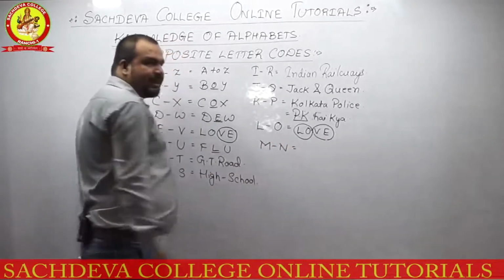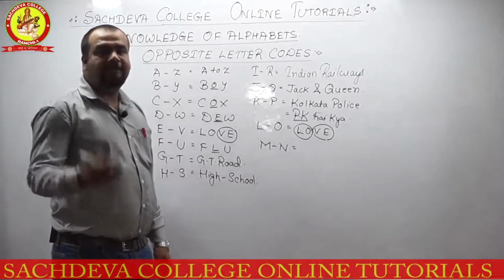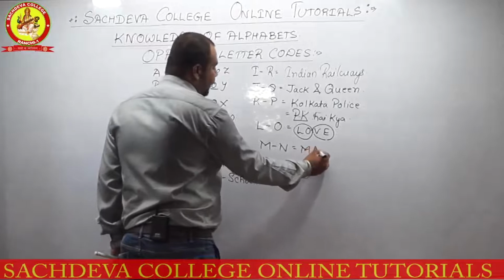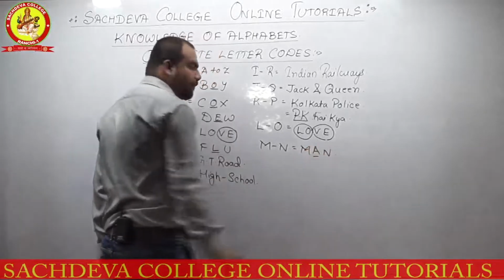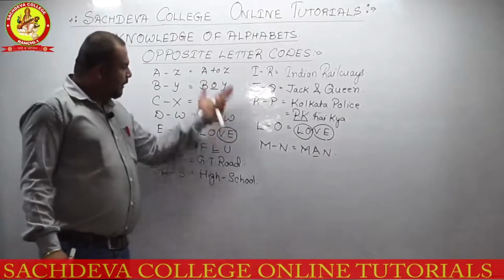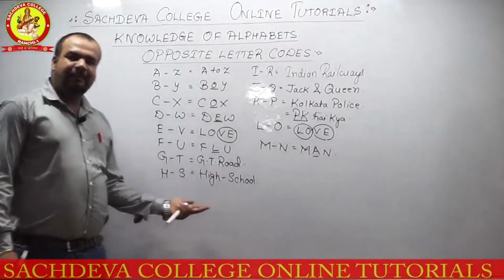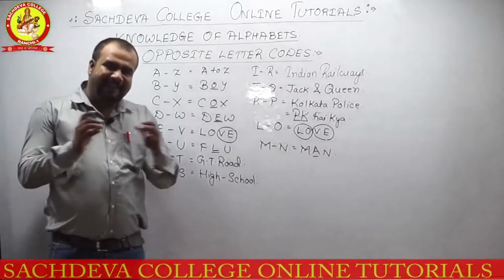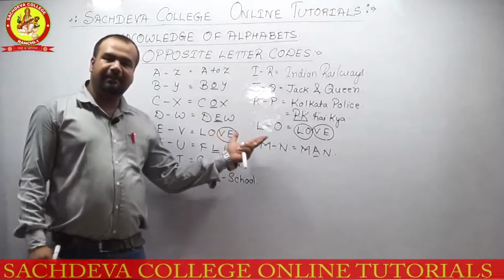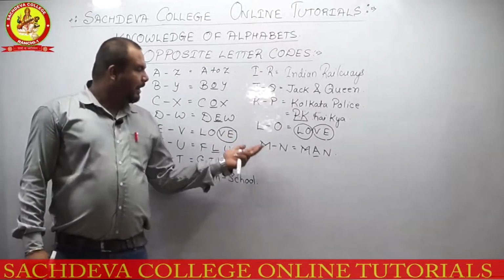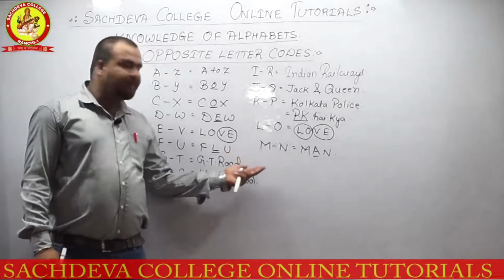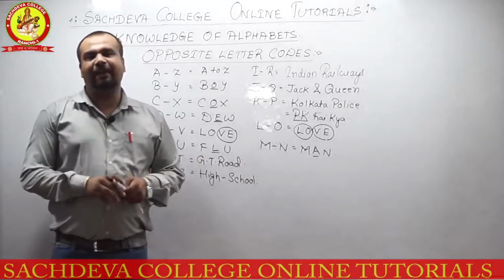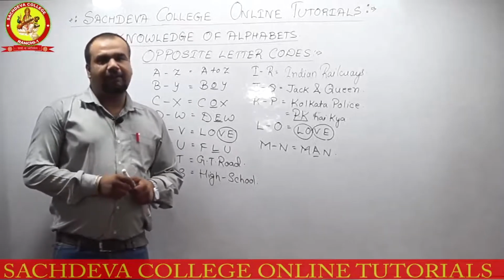M's opposite is N. Be like a man, behave like a man, that is M-A-N, man. Okay. Now, this was a quite simple method to remember all these. Just go through the lines that I used to remember these alphabets. Okay. Now, in the next part, we will learn how to remember it and how to practice the place values and opposite codes of alphabets.